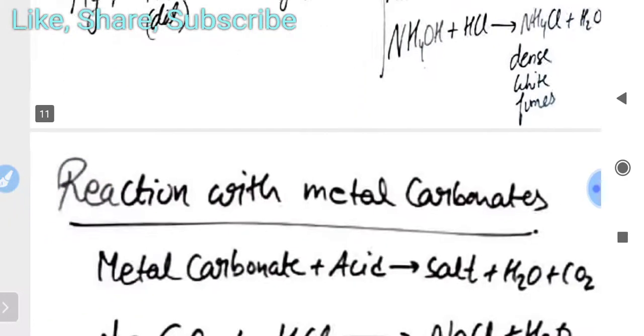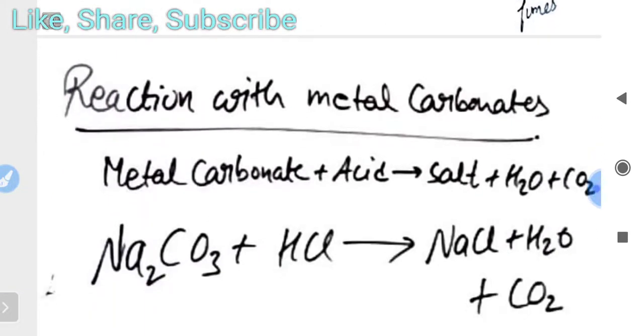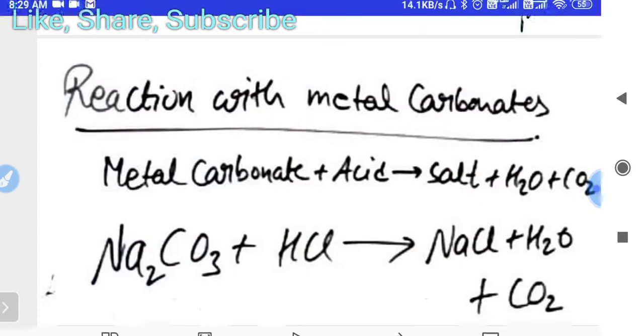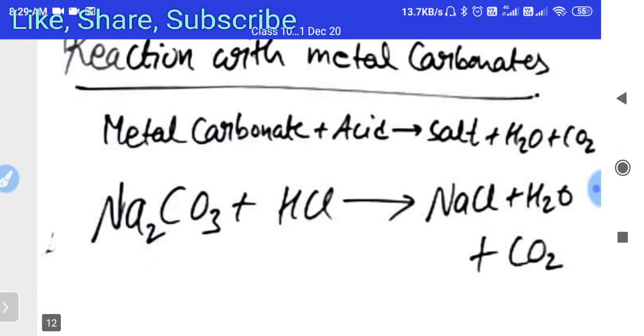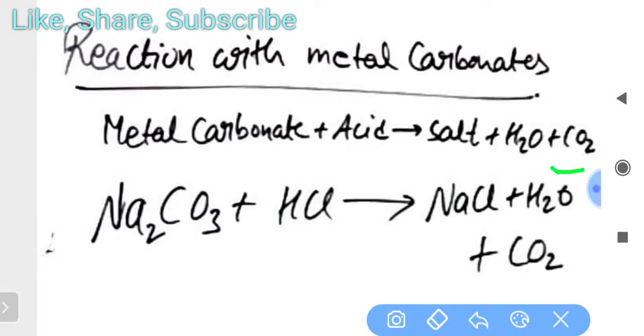Now the other thing, when we talk about the reaction with metal carbonates. Metal carbonate plus acid becomes salt, water and CO2 will be liberated. In this, CO2 gas is liberated. So if you see Na2CO3, it is sodium carbonate, a metal carbonate. It reacts with HCl and a salt will be formed: NaCl, H2O and CO2.